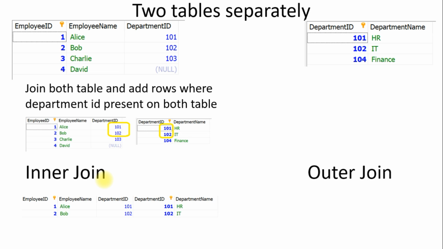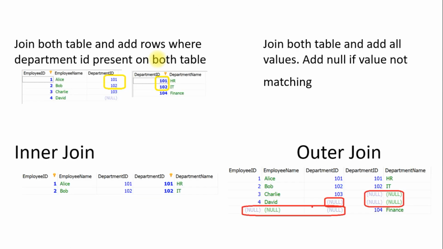In case of outer join, it will take all the values of both the tables. For example, here 103 is there in the left hand side table and it is not on the right hand side table. In that case, this row 3, Charlie, 103 will be present in the output, but for the right hand side columns it will add null. You can see for 3 Charlie 103 the equivalent department ID is not there on the right hand side table, that is the department table, so it is adding null values for the other columns.